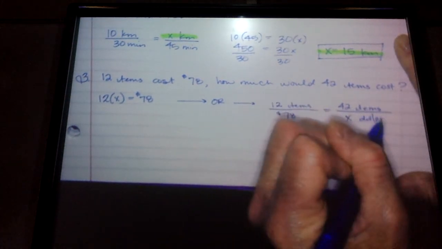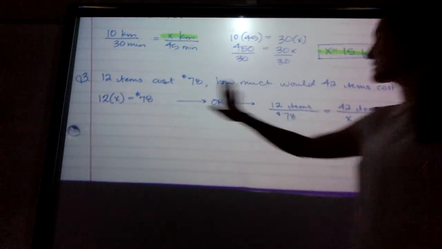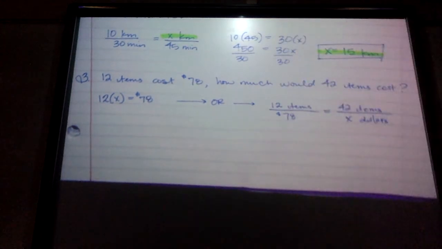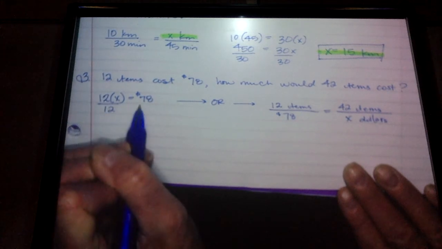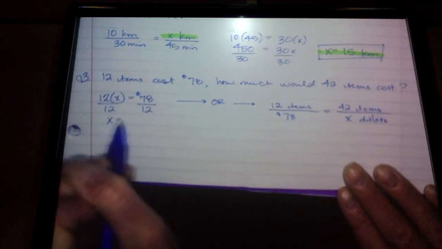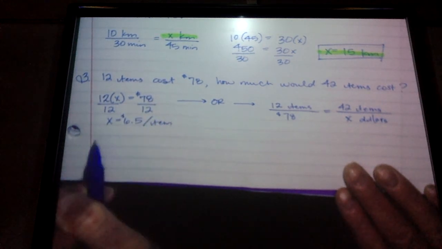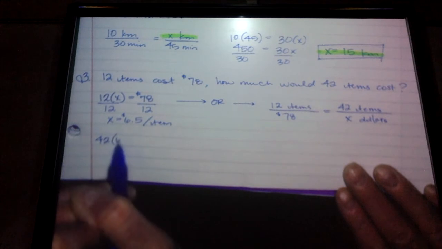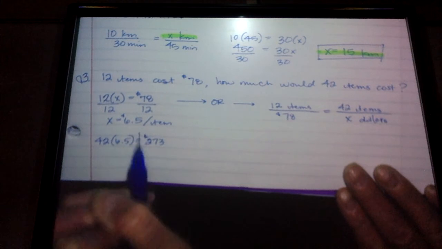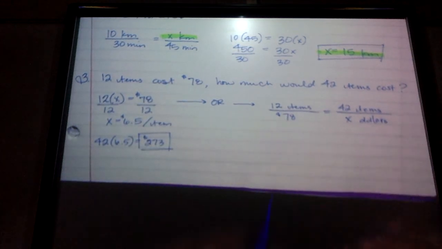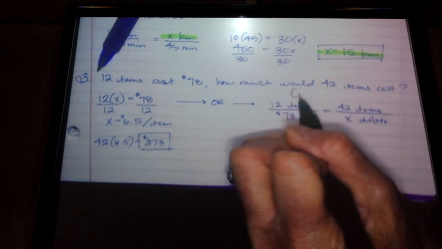And then you would pick which method you prefer. This one, you would have to cross multiply. This one, you'd have to solve for x. So it's up to you. Let's say I use this method, divide by 12. X equals $6.50 per item. So 42 times $6.50 would give me $273 total. Or you can use this method. Now, if you use the method on the right, you would need to cross multiply.